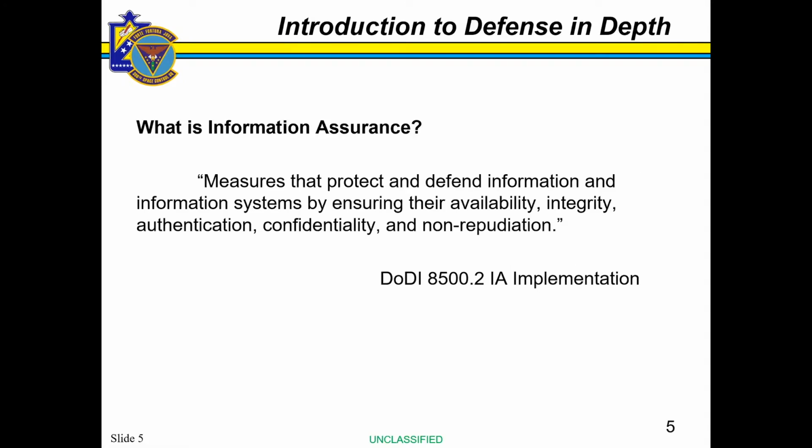Next, we have information assurance. DoD Instruction 8500.2 defines IA as measures that protect and defend information and information systems by ensuring their availability, integrity, authentication, confidentiality, and non-repudiation.